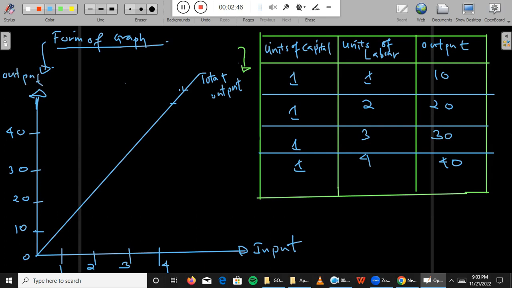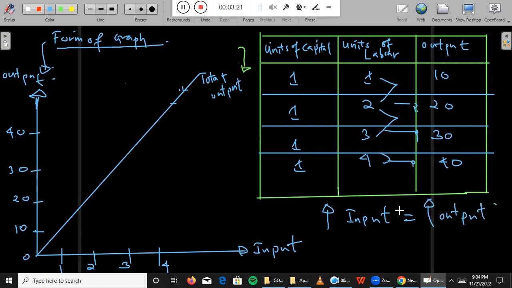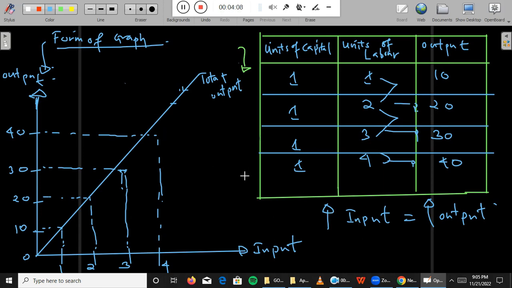Here is where you can present the graph. We sketch the units of input, the factor of production, against the units of output. Our graph looks like a positive relationship, which means it is going upward. When input increases, output increases. For example, if the input is 1, the output is 10. If the input is 2, the output is 20. And if the input increases to 3, the output is 30. The way you increase input is the way you increase the output level.